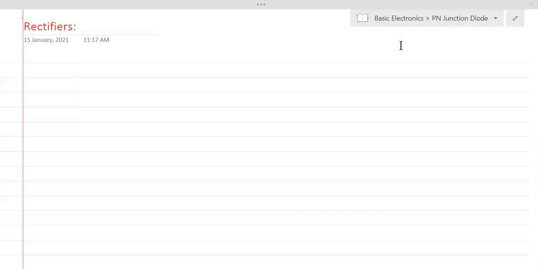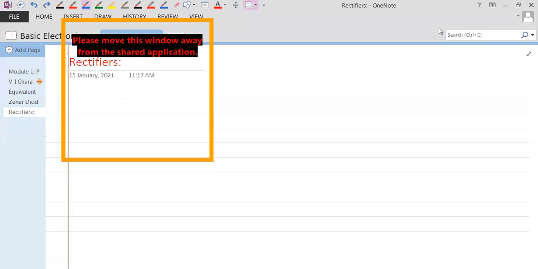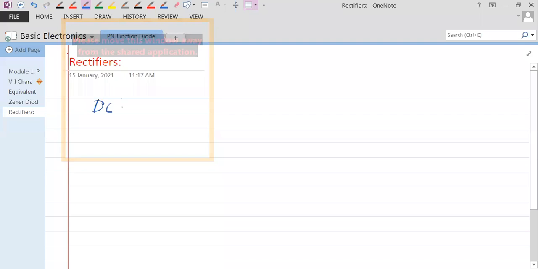Today, we shall see the rectifiers which actually are used in the DC power supplies. Understand where it is used. It is used in DC power supply, everybody. So, what is the meaning of DC power supply? We need to understand. So, where it is being used, it is being used in DC power supply.